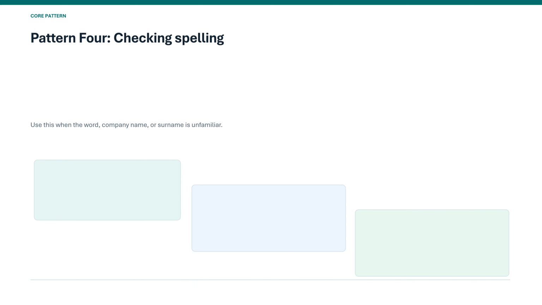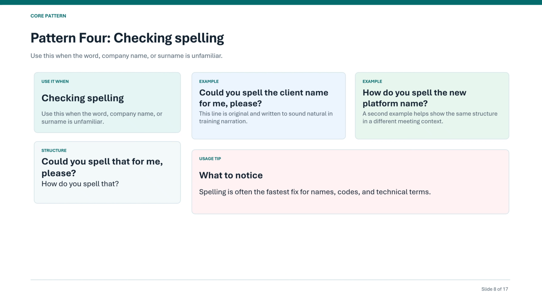Checking spelling is useful when the word, company name, or surname is unfamiliar. The structure is, could you spell that for me please? How do you spell that? Here are two original examples. Could you spell the client name for me please? How do you spell the new platform name? Spelling is often the fastest fix for names, codes, and technical terms.